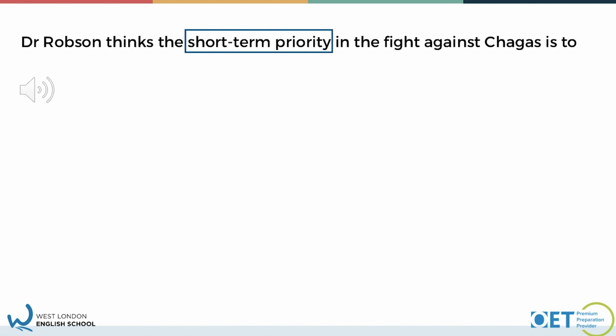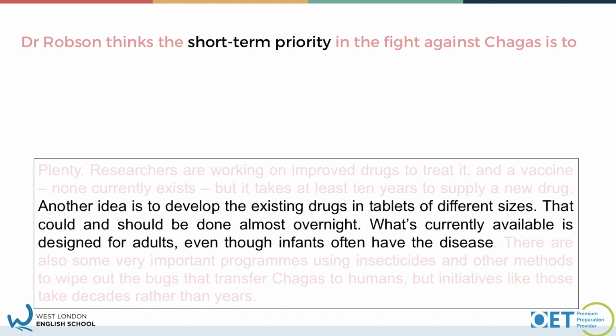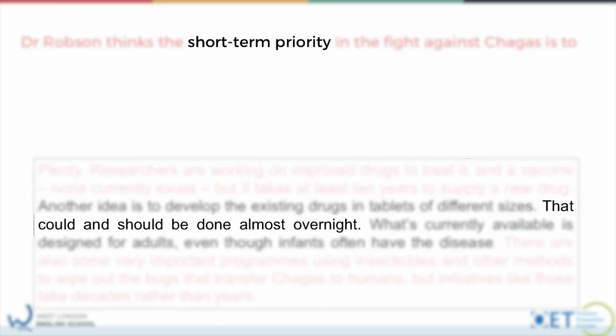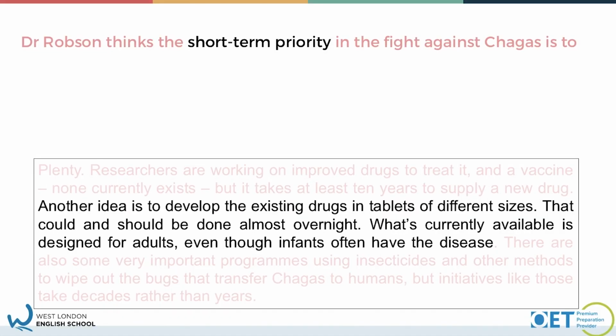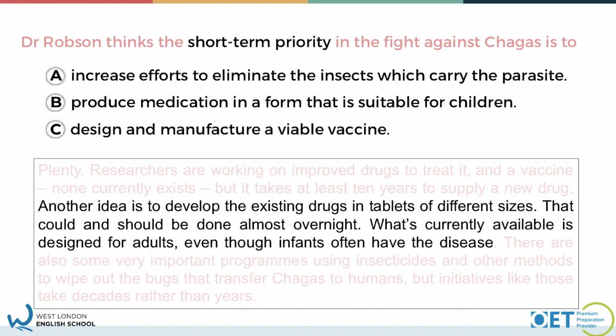So we are listening out for the short-term priority. You may have noticed, actually, when the speaker says this, that could and should be done almost overnight. So the answer was there. So the answer was quite nicely signposted in this question. The speaker, Dr. Robson, says another idea is to develop the existing drugs in tablets of different sizes. That could and should be done almost overnight. What's currently available is designed for adults, even though infants often have the disease.